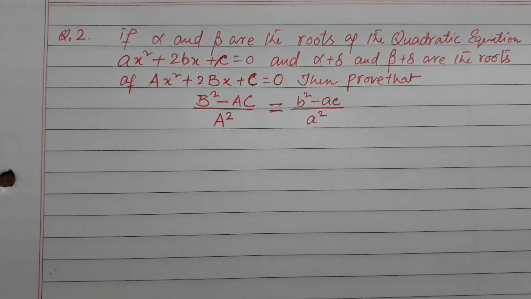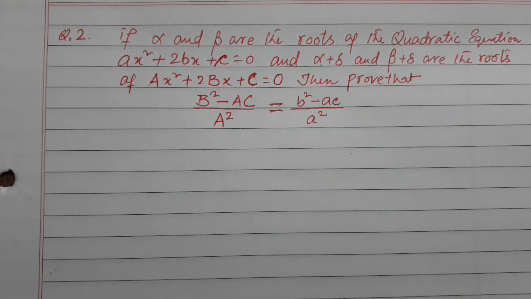Hence proved. Now our next question is, if alpha and beta are the roots of the quadratic equation small ax square plus 2bx plus small c equals to 0, and if alpha plus delta and beta plus delta are the roots of capital Ax square plus 2 capital Bx plus capital C equals to 0, then prove that capital B square minus AC by capital A square is equals to small b square minus small ac by small a square.